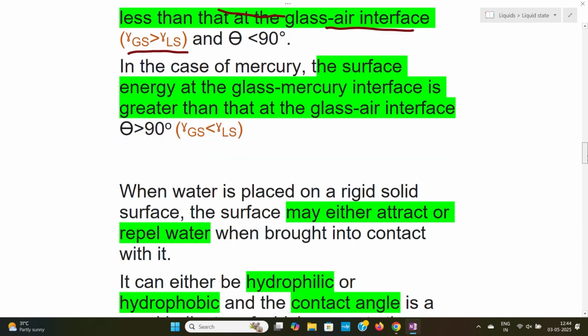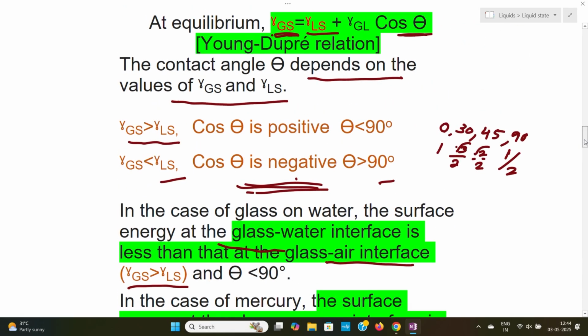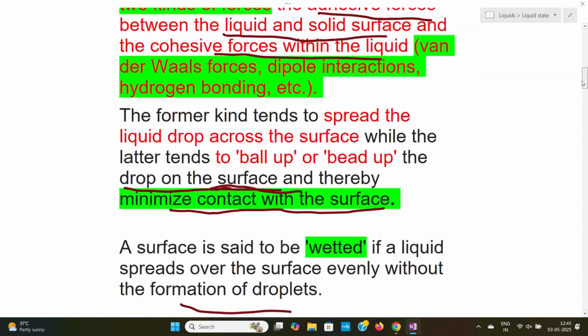In the case of mercury, the surface energy at the glass-mercury interface is greater than that at the glass-air interface. That is, theta is greater than 90 degrees. At that time gamma Gs is less than gamma Ls. Okay, this is about the behavior of liquids on solid surfaces.